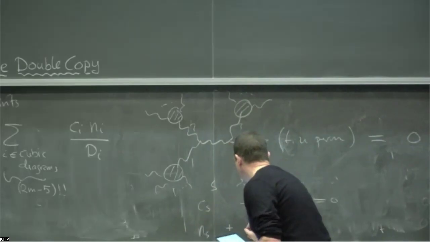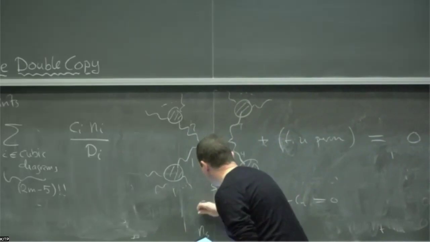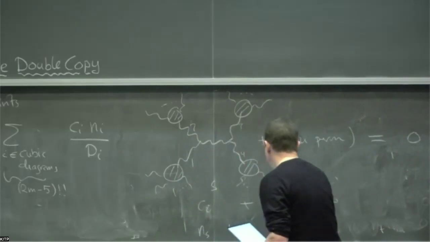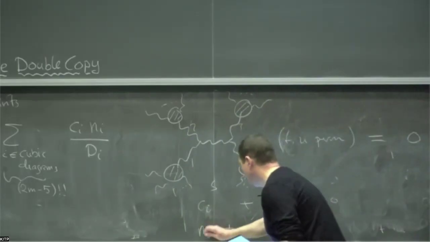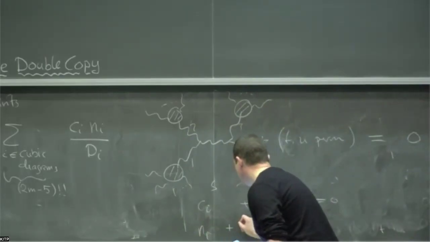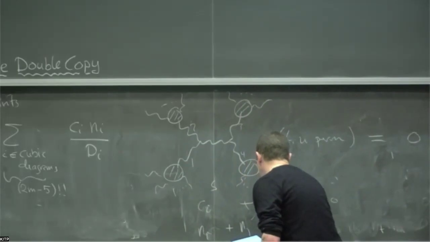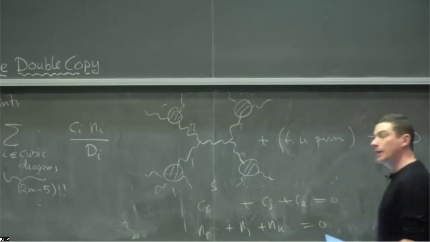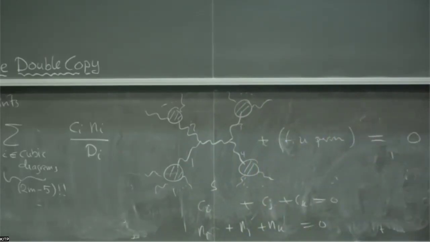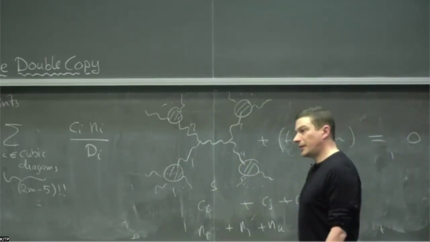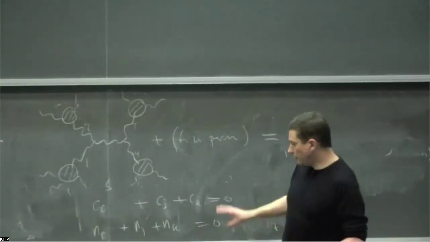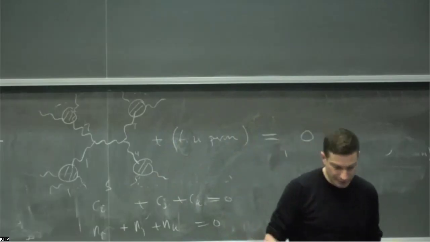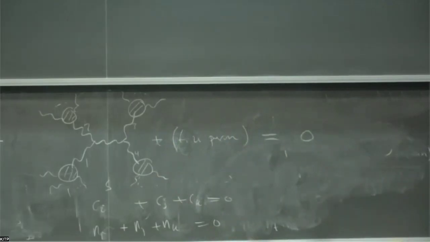Maybe I write I, J, K, just so it's clear that these are more complicated. n_I plus n_J plus n_K equal to 0. So whenever you see a three-term identity coming from the color algebra, you just write down the corresponding kinematic identity, and then you try to solve it. This one, of course, you don't need to solve because it's just arithmetic, but for numerators you need to solve unless you have a better way of computing them.